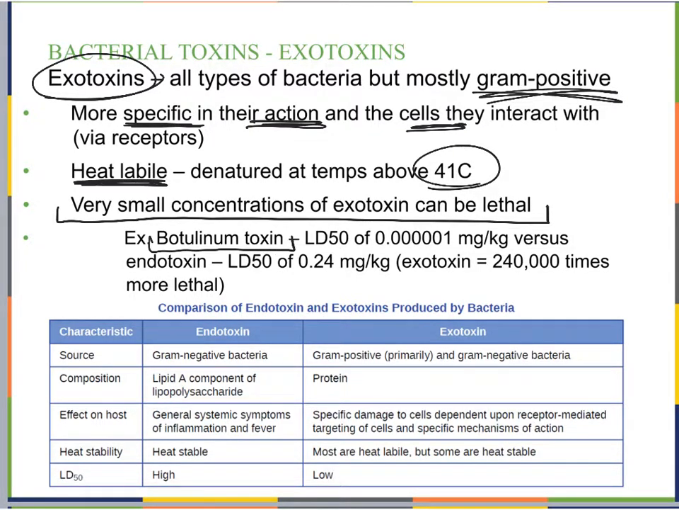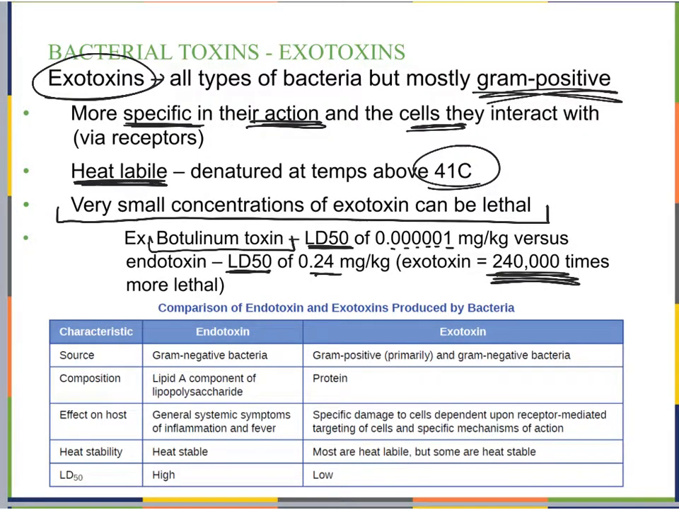For example, botulinum toxin has an LD50, remember, a lethal dose, median lethal dose, of 0.000001 milligram per kilogram, versus the endotoxin has an LD50, a median lethal dose, of 0.24 milligrams per kilogram. So our exotoxin is a whole lot more lethal than our endotoxin.